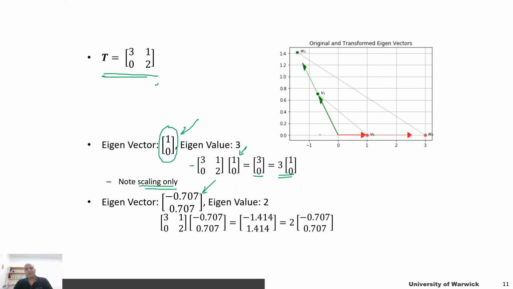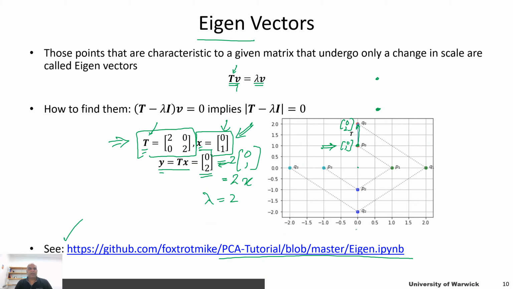You've probably covered this concept in high school, but some people find it a bit difficult, so I hope the geometrical relationship helps you understand this. If you've got a vector over here and you multiply it with a matrix, and the only thing you see is a change in scale, so no change in direction is involved, then that point is an eigenvector or characteristic vector of that particular matrix. The notebook that I have over here would help you understand it further.